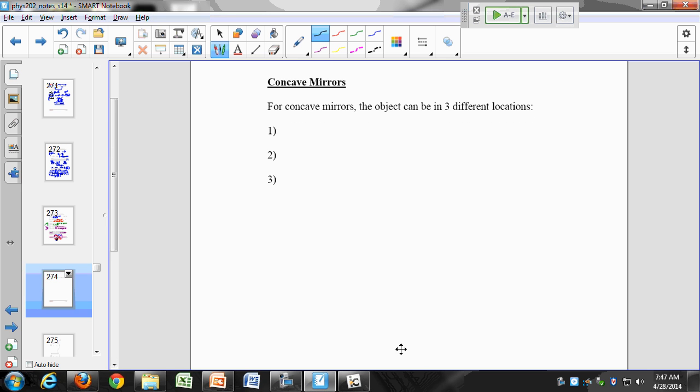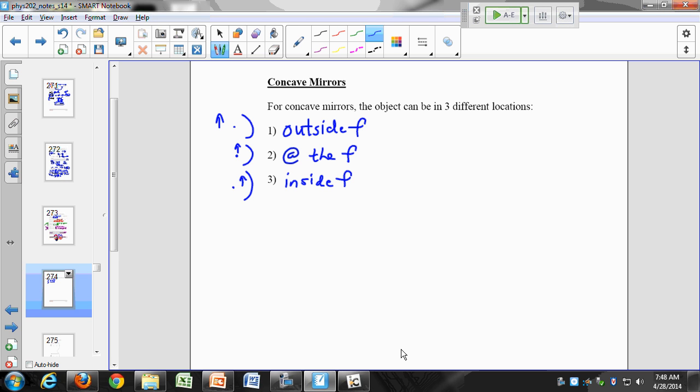All right, so for concave mirrors, we'll have 3 different scenarios. And then for convex mirrors, we'll just have one scenario. For concave mirrors, your objects can be in 3 different locations. It can be outside the focal point. It can be at the focal point. Or it can be inside the focal point. Outside the focal point, your object would be here. At the focal point, your object will be located there, and then inside the focal point, your object will be located there. So you can move your object in relation to the focal point.